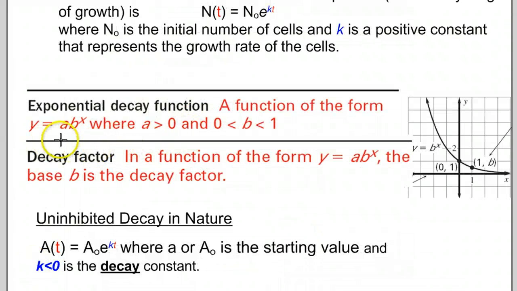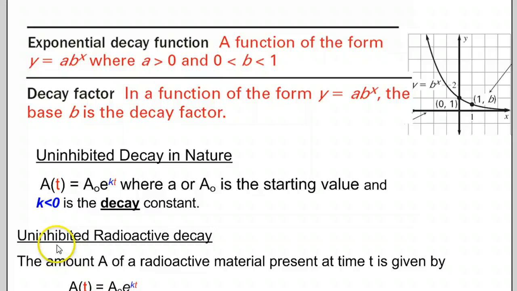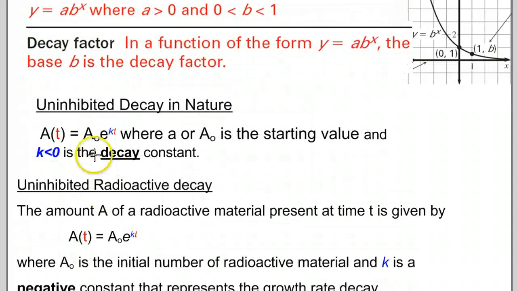Exponential decay is of this form, a times b to the x, where in this case it's the same as the original growth function, but instead of b being greater than 1, now b is a number between 0 and 1. And in this case, the decay factor is what b is when it's less than 1. Well, if we want to look at decay in nature, there are several examples, but it still looks like the same function as exponential growth, except that in this case, k has to be less than 0.